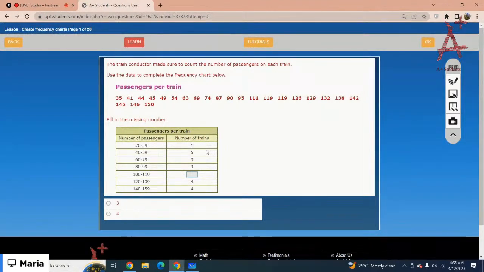The train conductor made sure to count the number of passengers on each train. Use the data to complete the frequency chart table. You have to calculate the values that are between 100 to 119. Got it? Just calculate the values 100 to 119. 1, 2, 3. They are just 3. Got it? So the correct option is 3.